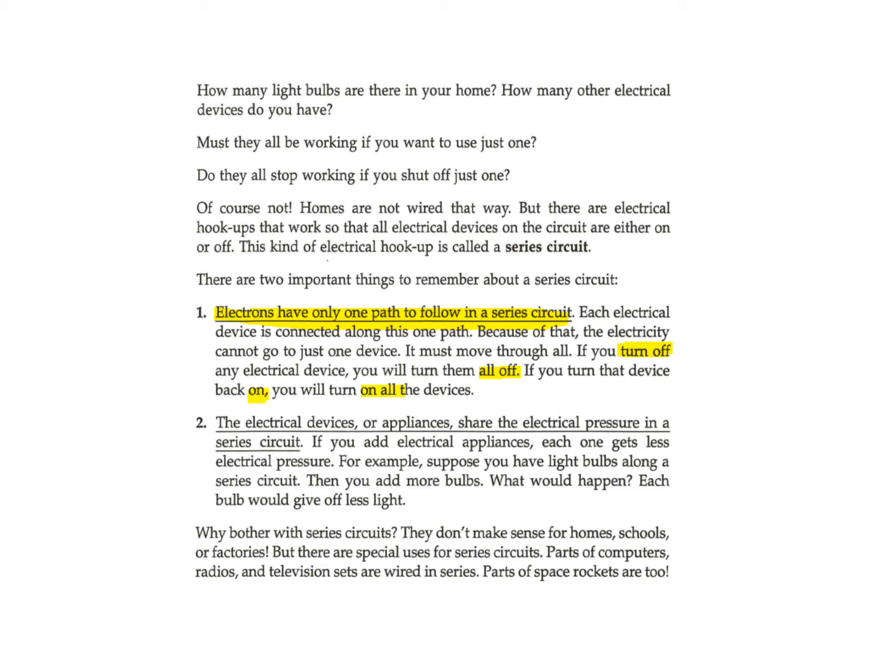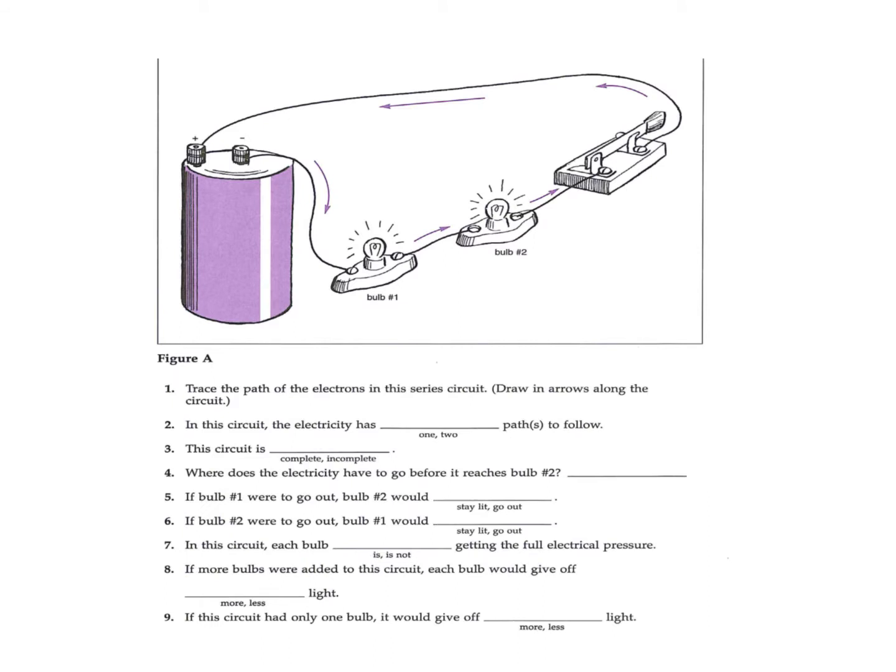The electrical devices or appliances also share. That's the $100 I was telling you about, where each one will get $50, right? And also, if you add more light bulbs, you get less light, right? So I'm just going to take up, and this is what you see here.